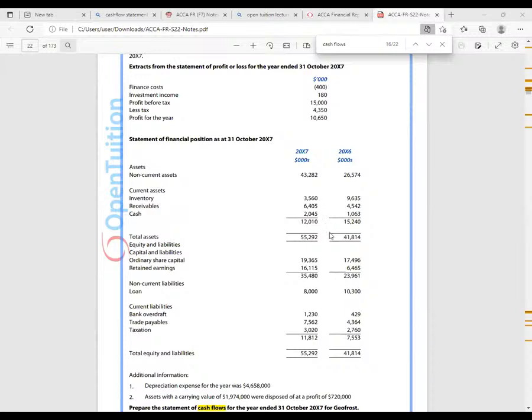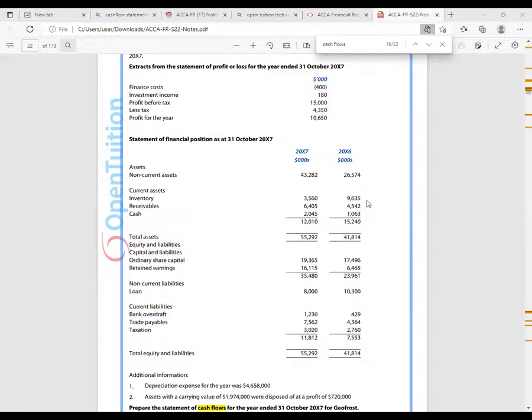Opening is now for the earlier year, isn't it? So the opening here will be 9635. 9635 minus 3560. Could you kindly give me this figure?